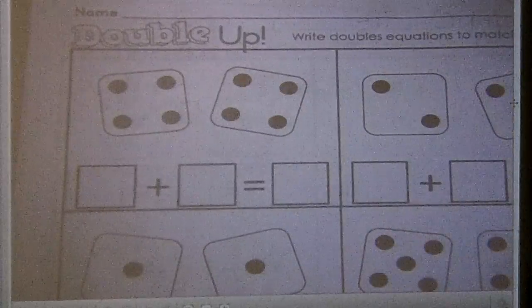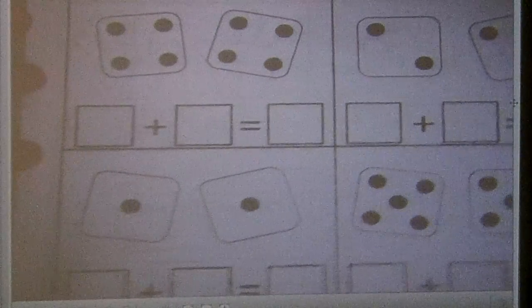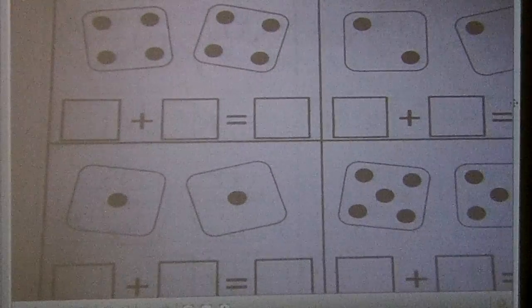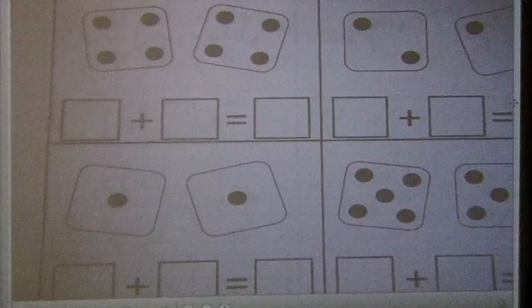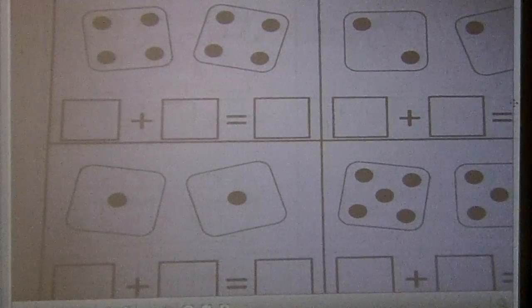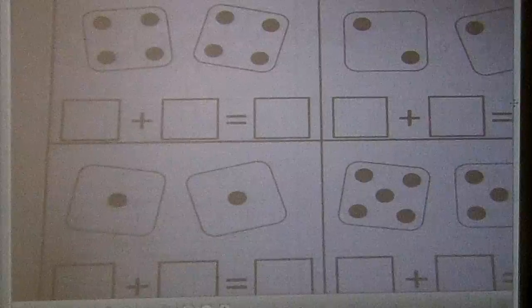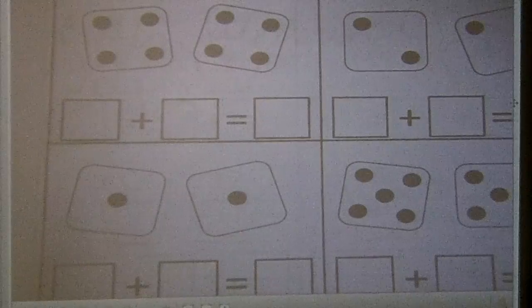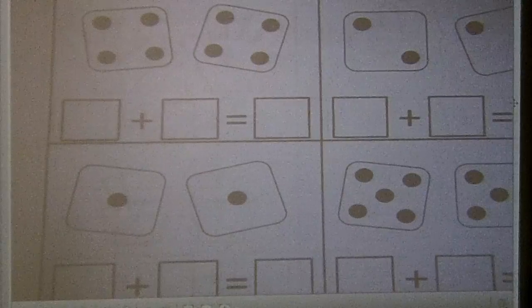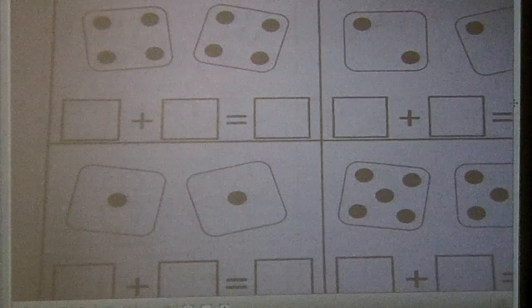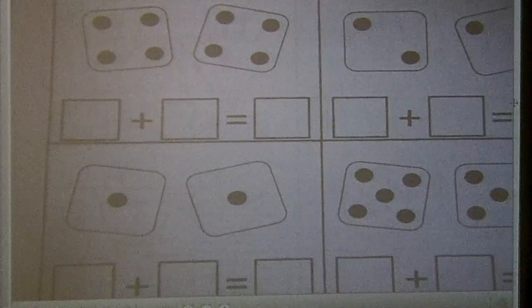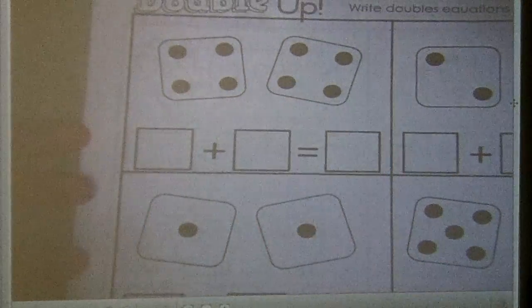Alrighty, boys and girls, we are almost finished. We are on the very last page. So this one here would be something that you do with your teacher at their table, whether it be Miss Haddock, Miss Alligood, or Mr. O at their table. So we are doing, again, addition with double equations, and we are going to look at what these dice have on them. So let's do the very first one together.